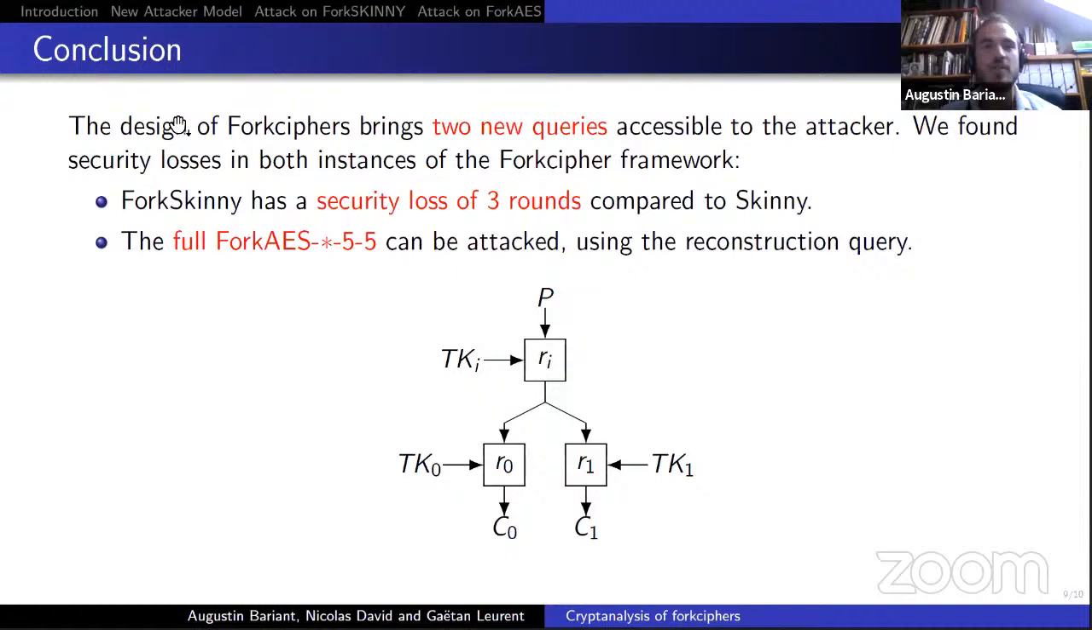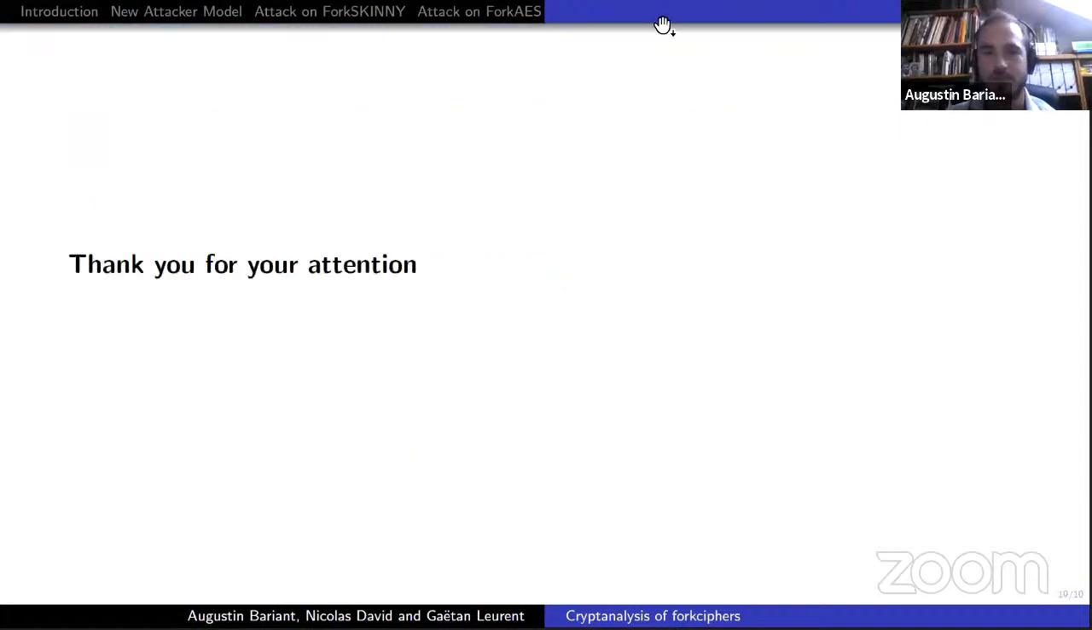So to conclude, the Fox ciphers bring a new attacker model, and therefore more freedom to the attacker. Both existing instances of the Fox cipher framework have security loss compared to the underlying block cipher. Fox Skinny loses 3 rounds compared to Skinny, and the full version of 4KS 5.5 can be attacked using the new reconstruction query. Thank you.